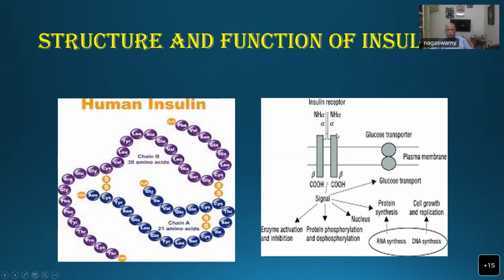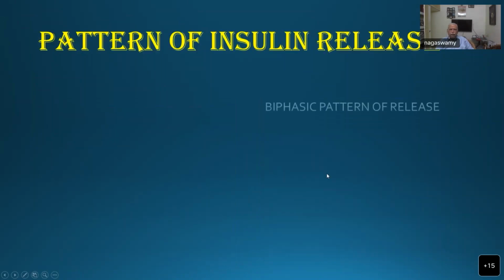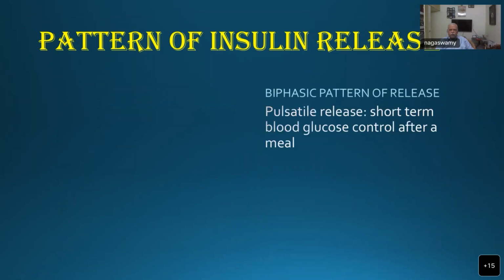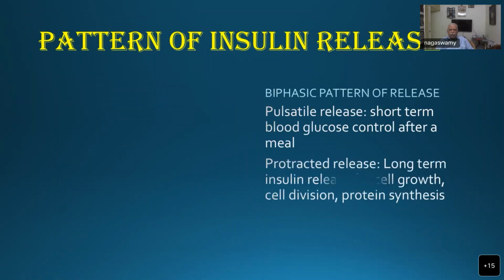As I showed in the earlier picture, insulin has to come and occupy the insulin receptor, and then the cellular signaling system is immediately activated, and that results in glucose transport inside the cell, and then the cell starts assimilating the glucose. Now coming to the pattern of insulin release, it is a biphasic pattern. There is pulsatile release for short-term blood glucose control after a meal, and protracted release, long-term insulin release for cell growth, cell division, and protein synthesis, which take place continuously.